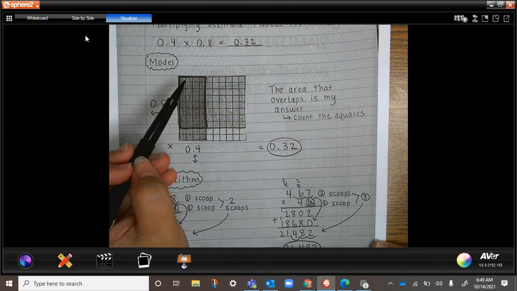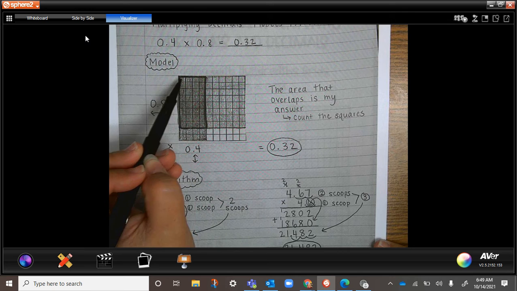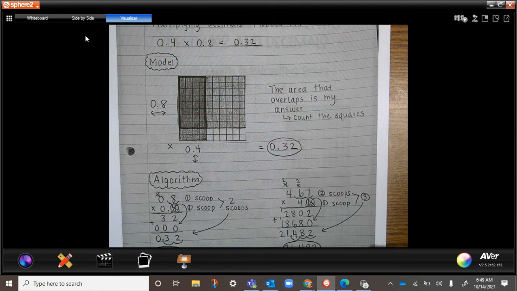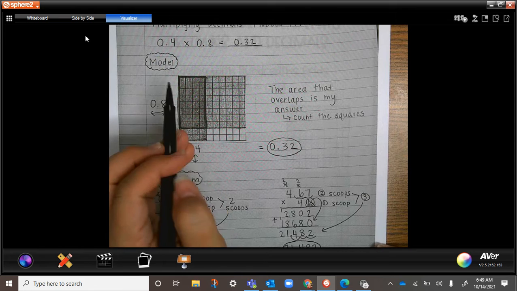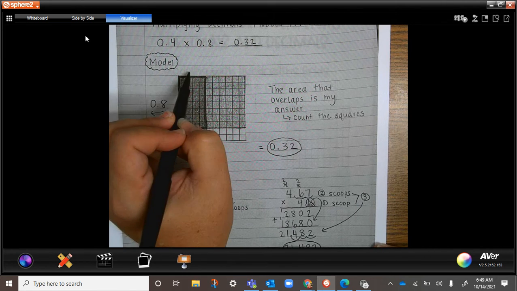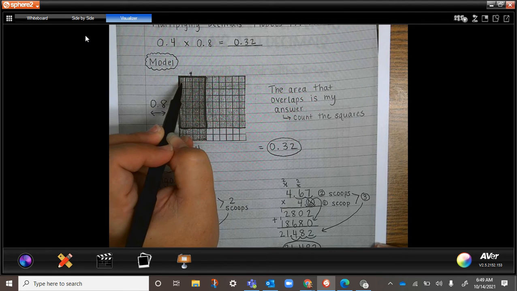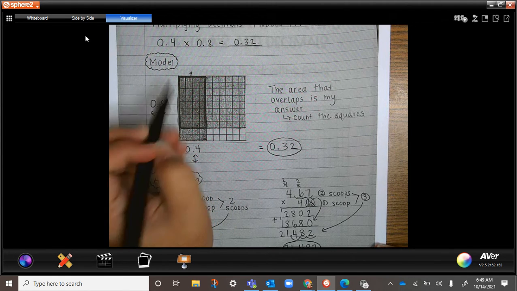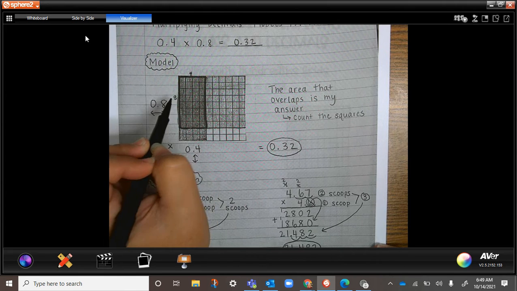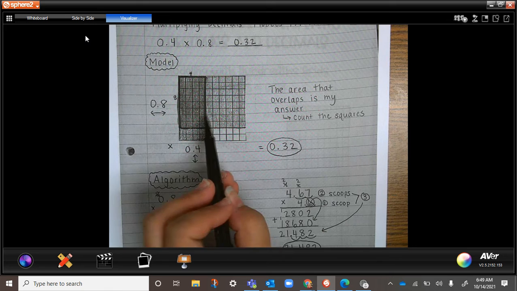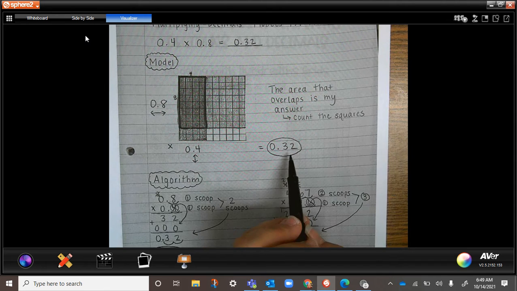Now you want to find the area that overlaps. So that right there is your answer, and you're going to count the squares. So you've got 4 here, and you've got 8 there, and 4 times 8 is 32. So you're in the hundred grid, so this would be 32 hundredths.